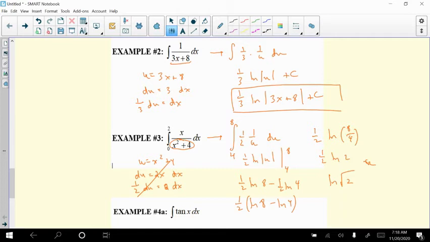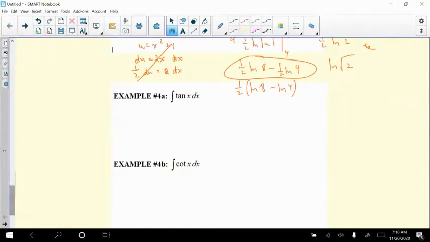Let's say you forget about that simplifying and you leave it like this. That's fine on free response. But on multiple choice, it would most likely be one of these last two. Okay, so then we get to tangent. How exciting. And cotangent, of course.